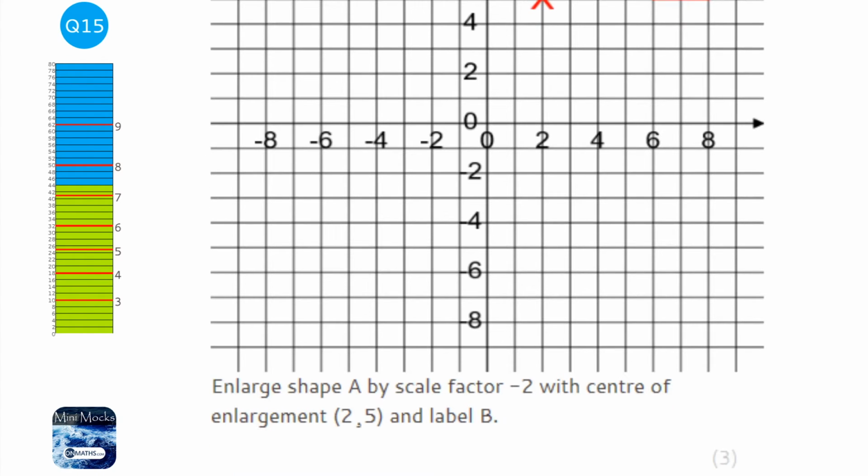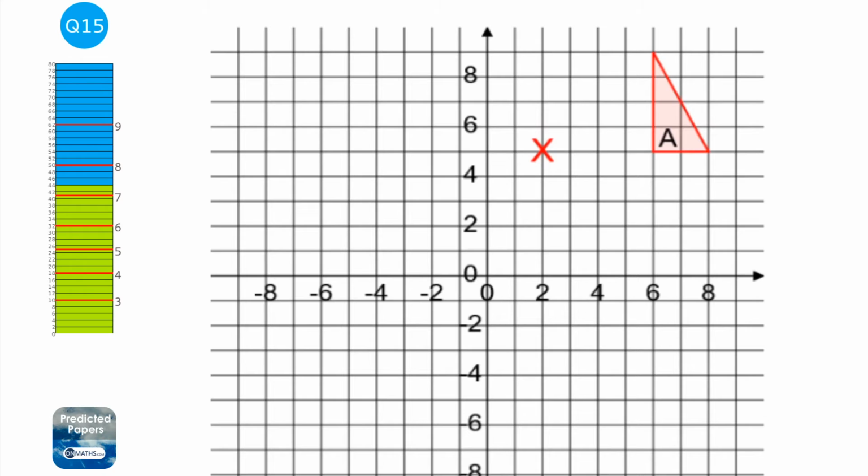Okay, so in this question we're asked to enlarge shape A by scale factor -2 with the centre of enlargement 2,5. So normally we'd first of all put the centre of enlargement on, but it's already done for us. So what I need to do now is draw my ray lines, but because it's negative we know they're going to go through the centre of enlargement. So I'm going to draw my ray line.